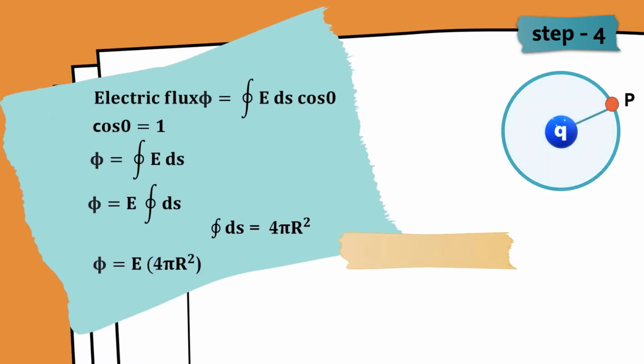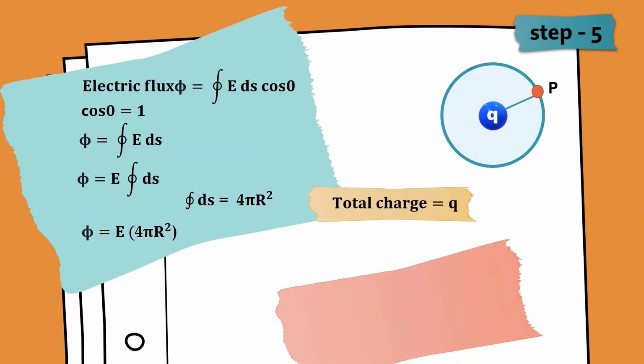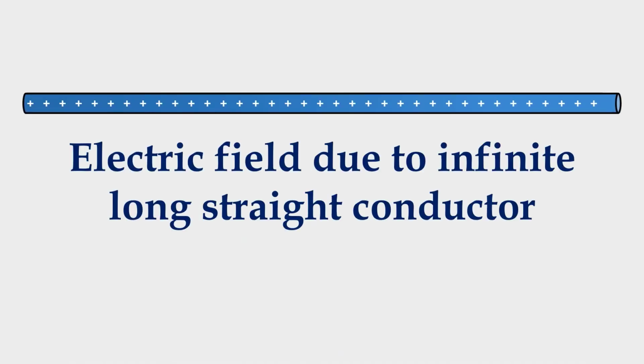Now let us find out the total charge. Let us take the total charge as Q. According to Gauss's theorem, phi equals Q by epsilon 0. Substitute the value of phi and Q here. We will get E into 4 pi r square equal to Q by epsilon 0. From this, the electric field due to a point charge can be calculated as E equal to Q by 4 pi epsilon 0 r square.